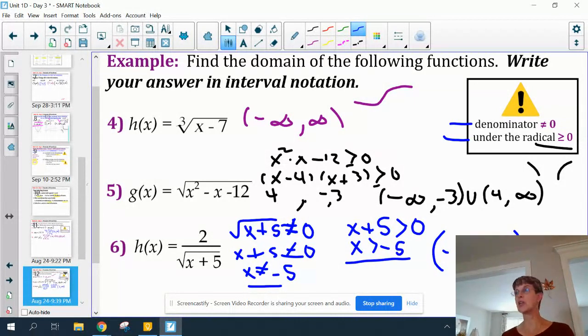We've done all types there. Again, normal parent graphs are negative infinity to infinity. Wonky situations like radicals and denominators with variables, that's when you have to stop and use these algebra rules to find your breaks.